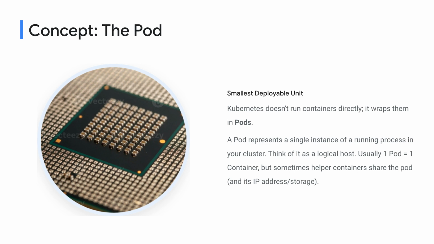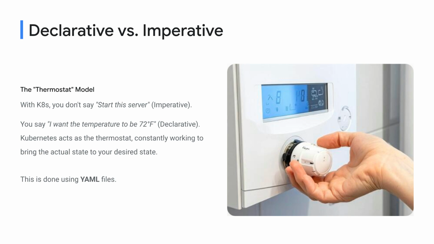The smallest deployable unit is the pod. Kubernetes wraps containers in pods, which act as a logical host. Multiple helper containers can share a single pod's resources. Kubernetes uses a declarative approach, similar to a thermostat. Instead of imperatively saying start this server, you declaratively state, I want the temperature to be 72 degrees, and Kubernetes makes it happen using YAML files.